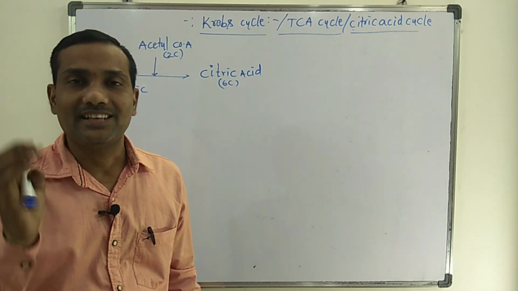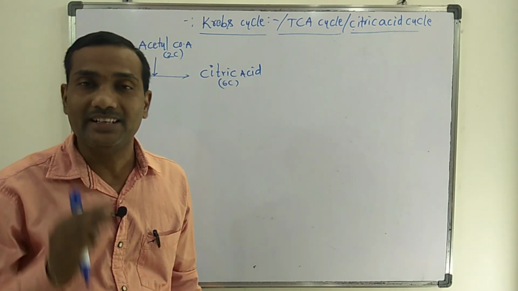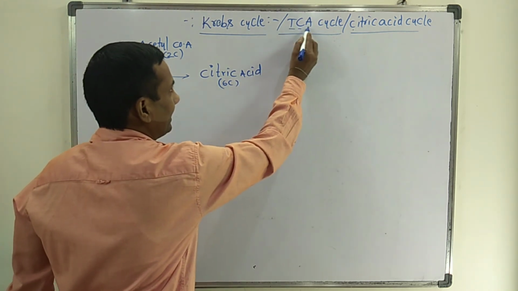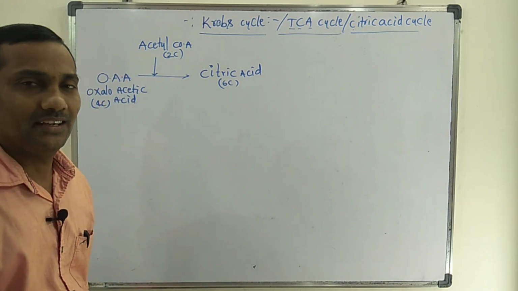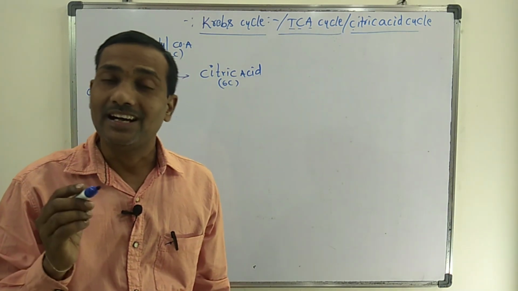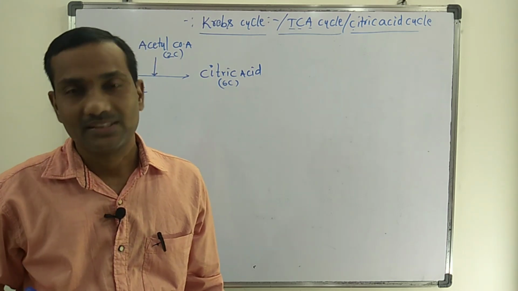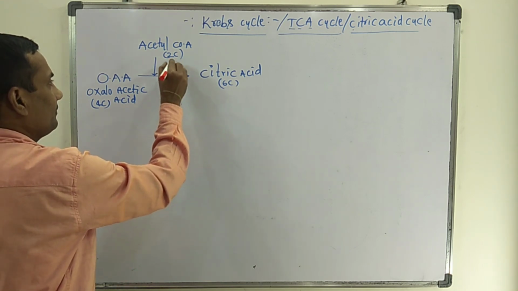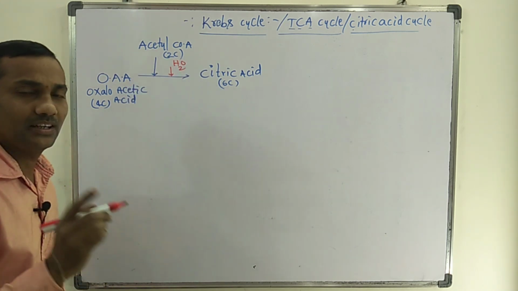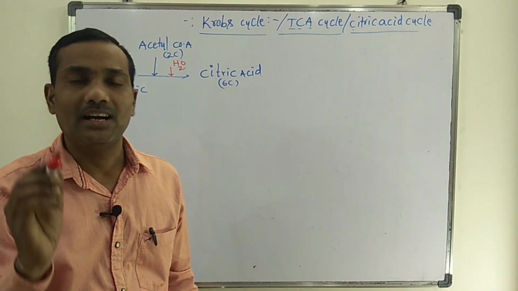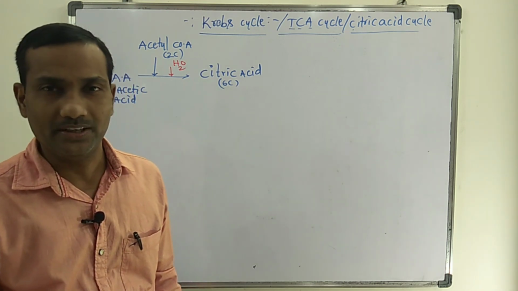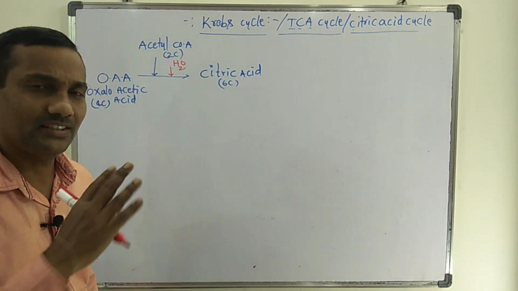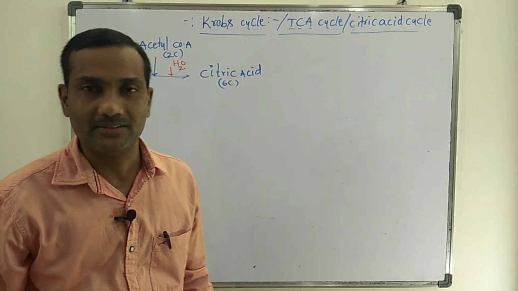That citric acid consists of 3 carboxylic groups in its structure. So this pathway is the tricarboxylic acid cycle, because of formation of a compound with 3 carboxylic groups, that is citric acid. The first step occurs in the presence of water. But this reaction, the total, occurs in the matrix of the mitochondrion only. All 10 steps, whatever I am going to explain, occur in the matrix of the mitochondrion.